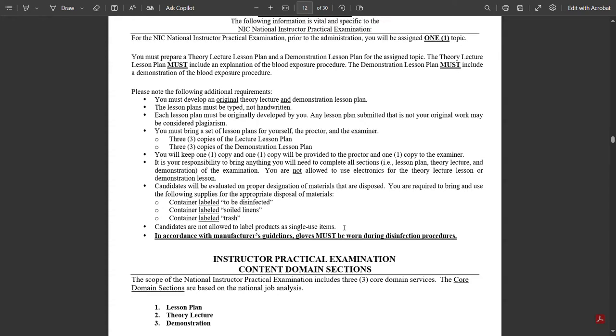Also, candidates are not allowed to label products as single-use items. What this is referring to is they also want to make sure that if you have a container of product, that you know how to remove it from its container safely and with sanitation. So, you know, you wouldn't dip your finger directly into a product, that kind of thing. In the past, candidates have tried to get around this by labeling things as single use and saying, oh, this is single use. That means I can dip my finger in or double dip or do whatever. But they're just saying you can't do that. That's kind of a loophole. They're making sure that you don't do that and you actually do show them that you know how to get things out of their containers. And in accordance with manufacturer's guidelines, gloves must be worn during disinfection procedures.